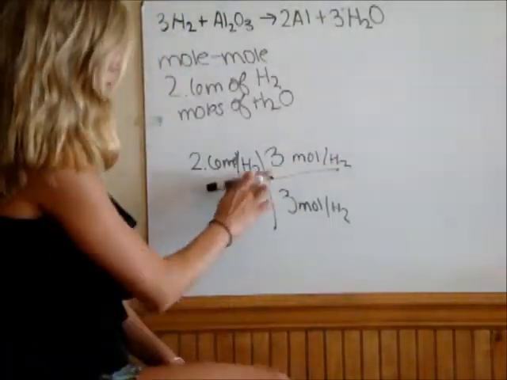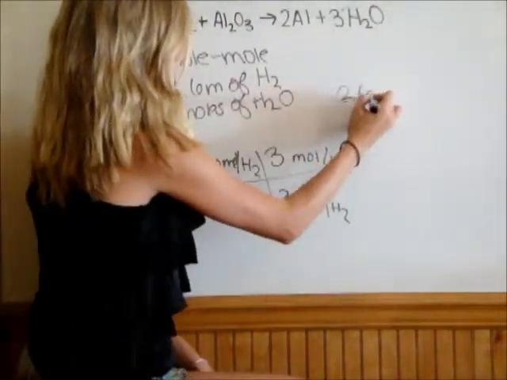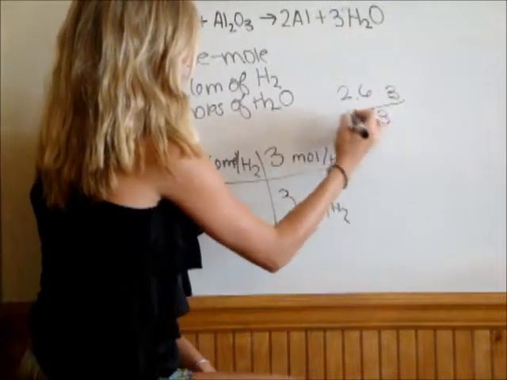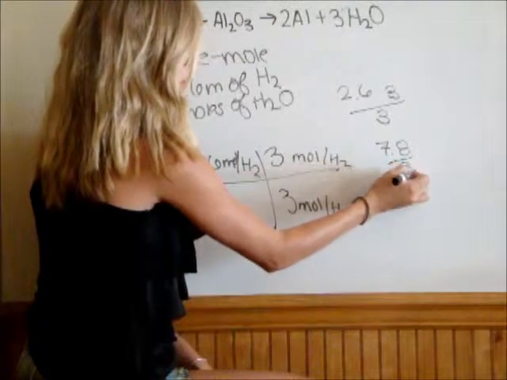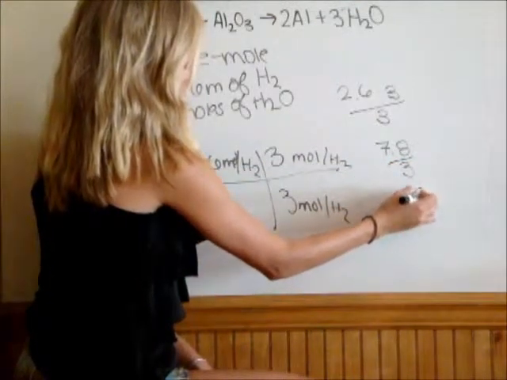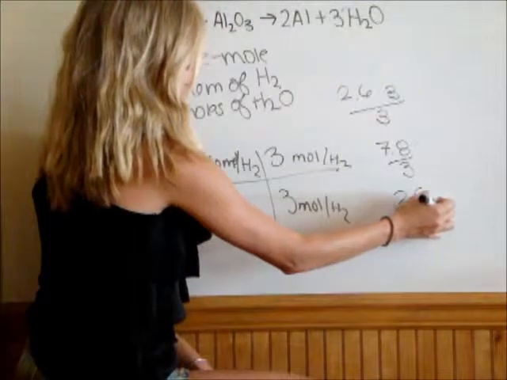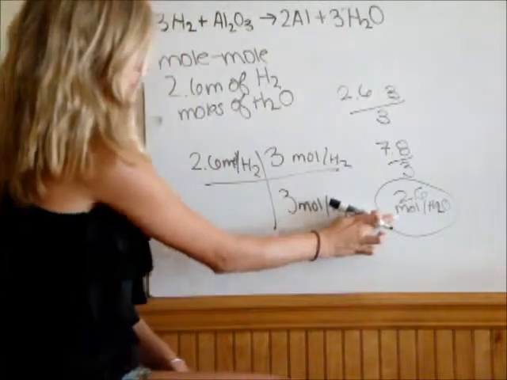Now, we multiply across the top and across the bottom, and then you divide. So across the top, 2.6 times 3 divided by 3. 2.6 times 3 comes to be 7.8, divided by 3 is 2.6 moles of H2O. And there's your final answer.